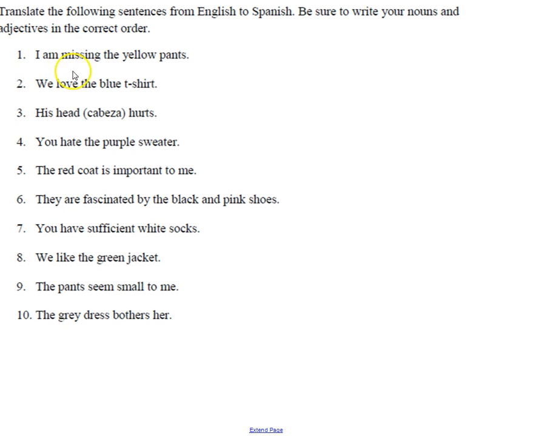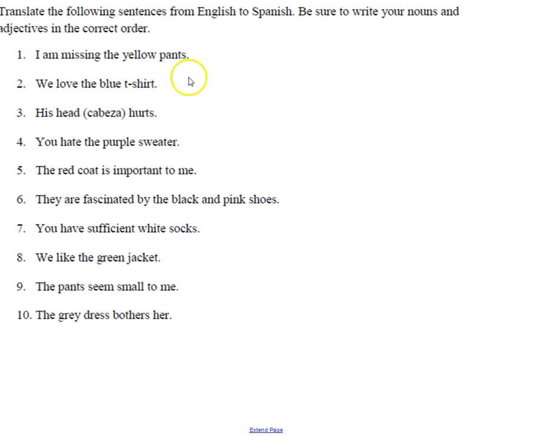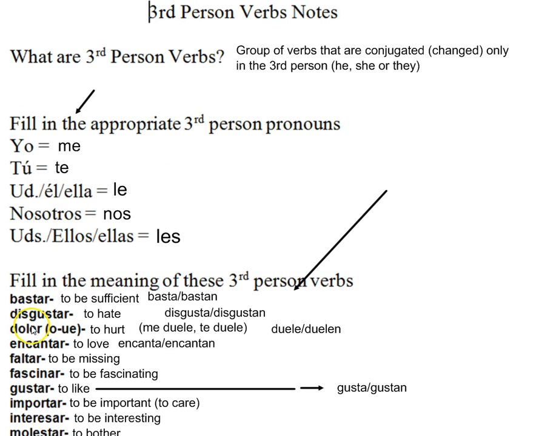Let's start with this part right here. We have the pronoun I. So we have to go back over here. Which one of these is I? And that one is me, right? So let's start off with that part first. We have me. So that's the part about I. How about this part about missing something? To be missing something is this verb right here, faltar. Okay? So we're either going to use falta or faltan, as I've written there. One of them is singular, one of them is plural.